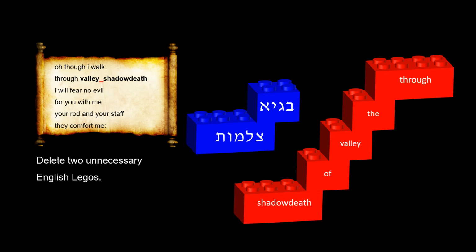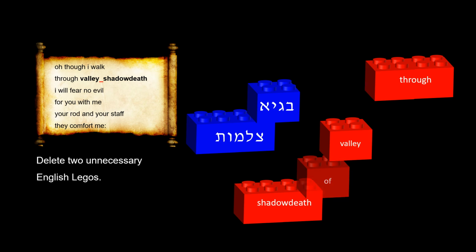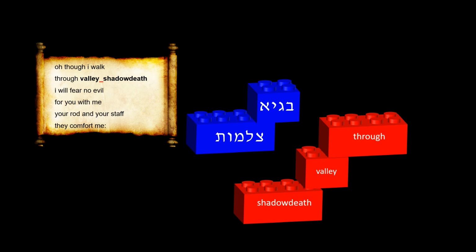So we will delete the two unnecessary English Legos here. We have the definite article and "of," and now we have "through valley shadow death." Although I walk through valley shadow death, I will fear no evil. For you with me, your rod and your staff, they comfort me.